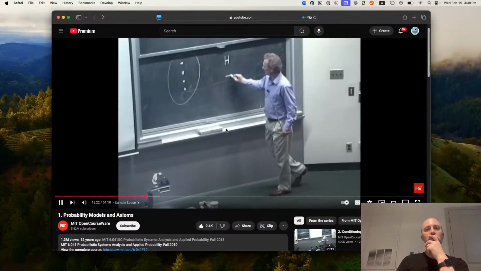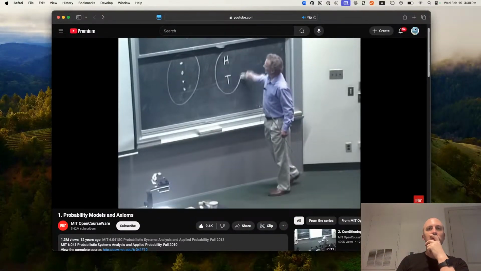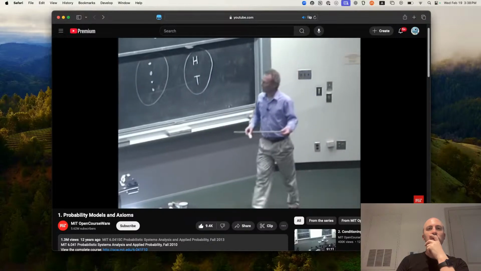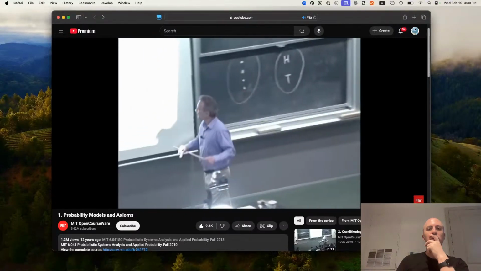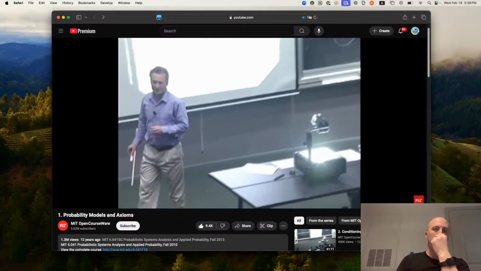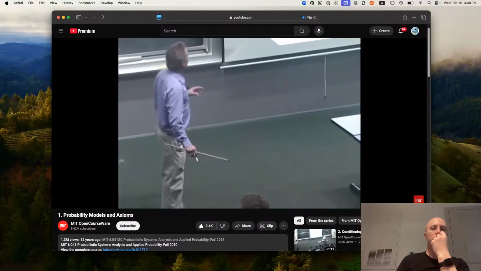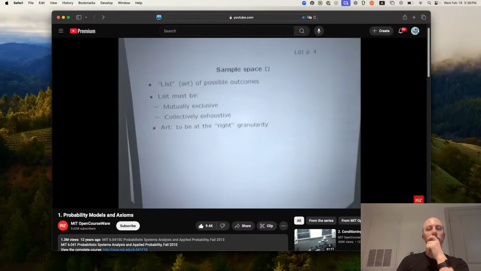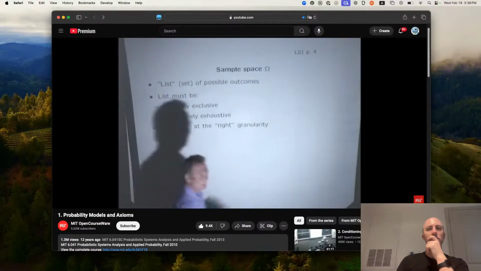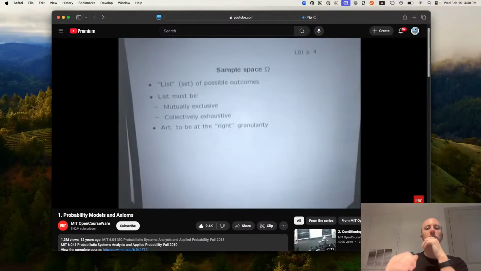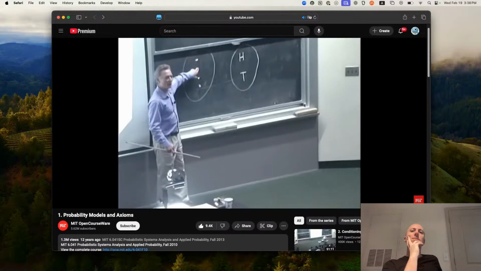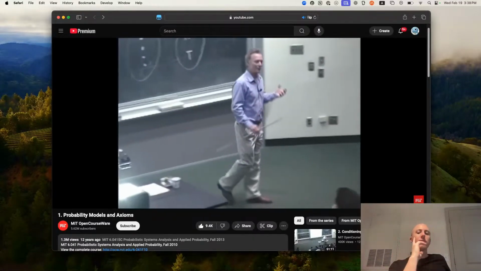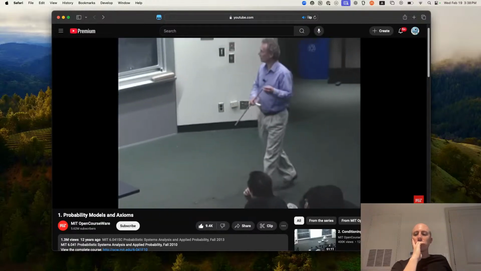Heads is one outcome, tails is one outcome, and this set, which has two elements, is the sample space of the experiment. Okay, what do we need to think about when we're setting up this sample space? First, the list should be mutually exclusive, collectively exhaustive. What does that mean? Collectively exhaustive means that no matter what happens in the experiment, you're going to get one of the outcomes inside here. So you have not forgotten any of the possibilities of what may happen in the experiment.